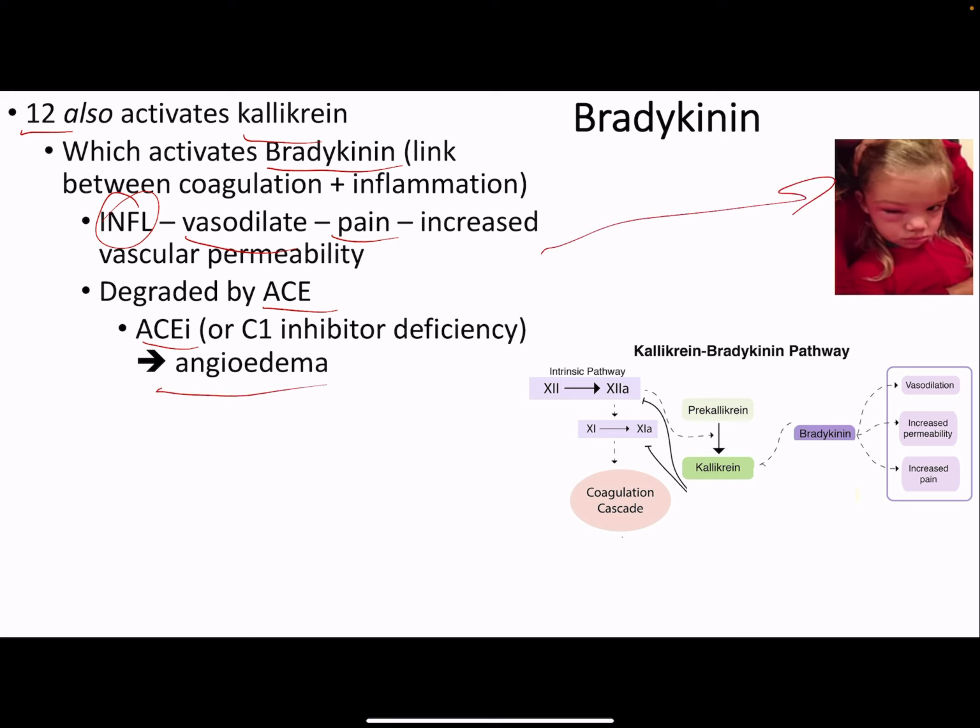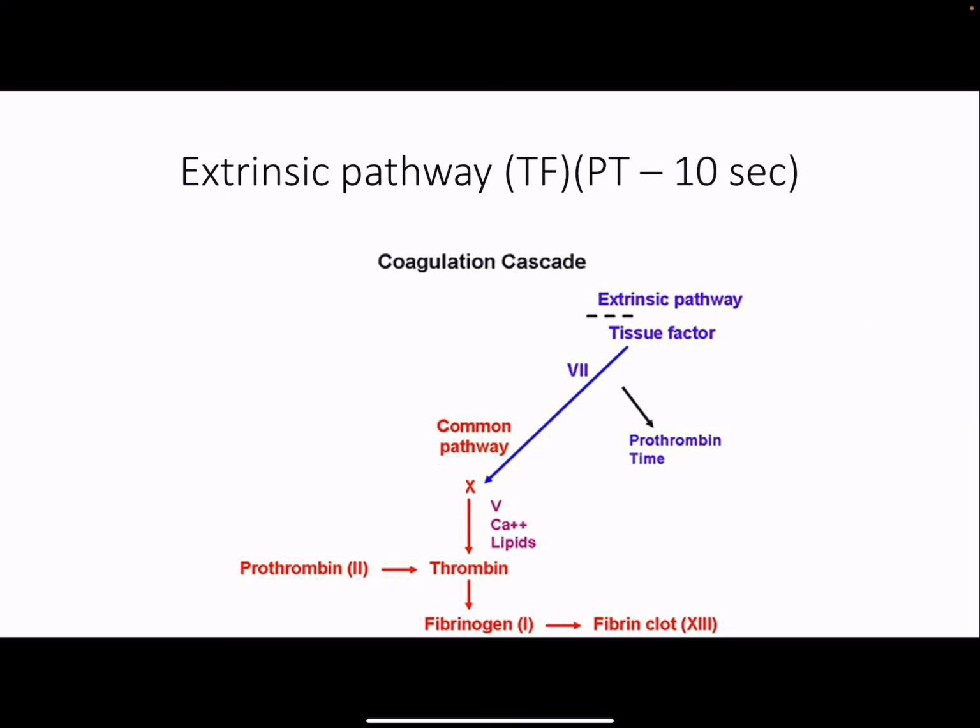And remember that we saw this too when we have the C1 inhibitor, which is also supposed to degrade bradykinin. And if we have a deficiency of that, especially if you have the deficiency there and you take ACE inhibitors, then that can especially lead to angioedema, this massive vasodilation of the face.